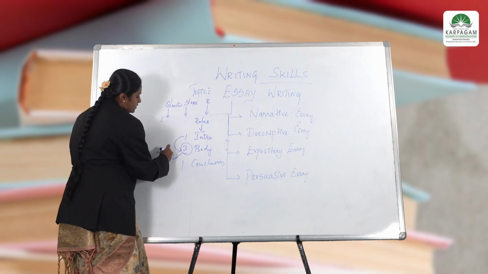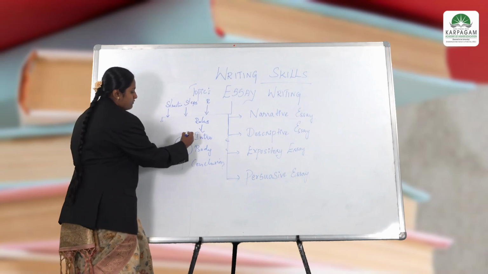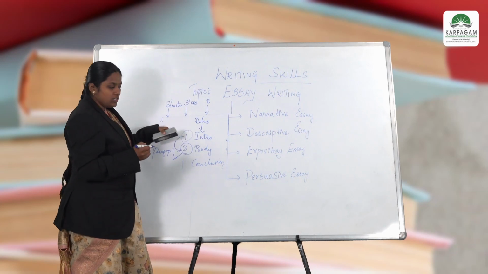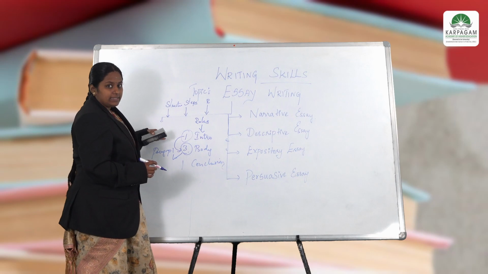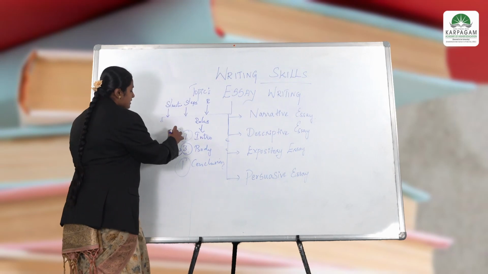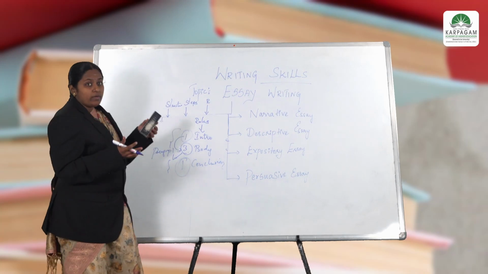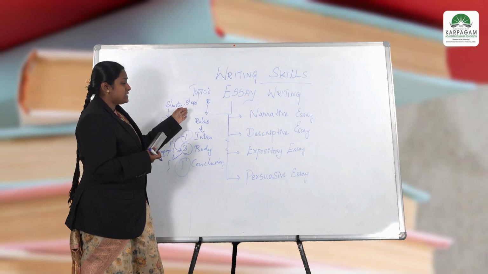So don't get confused about what is meant by 1, 3, 1. It is 1 paragraph for the introduction, 3 paragraphs for the content, and 1 paragraph for the conclusion. This is the rule for writing an essay. So I think you were all clear about the structure, steps and rules.